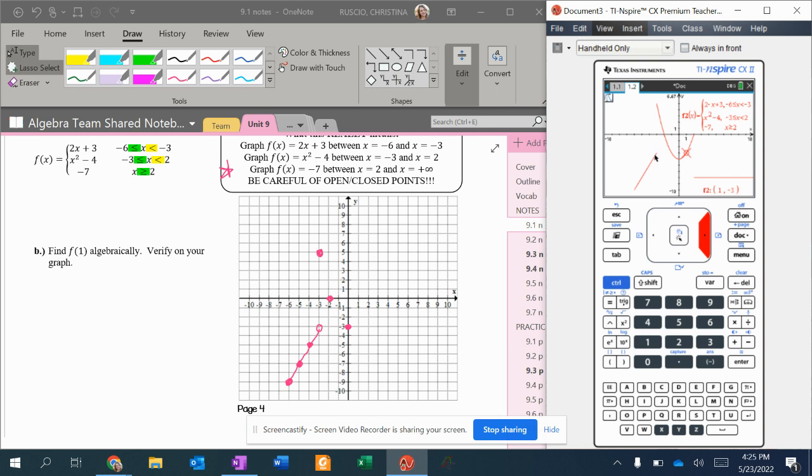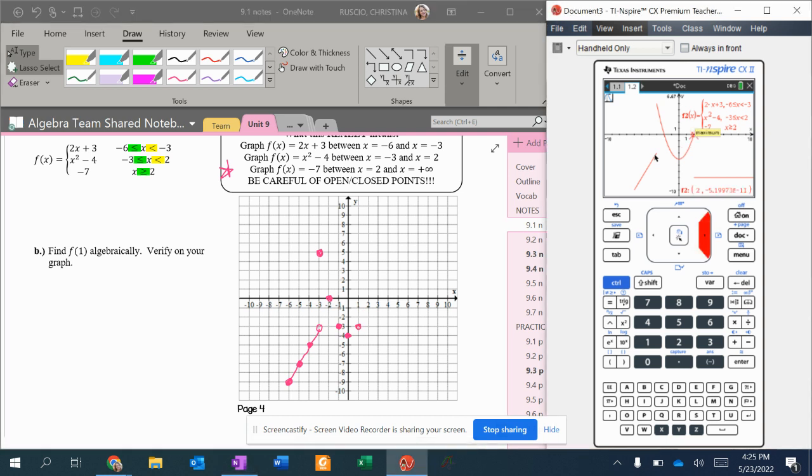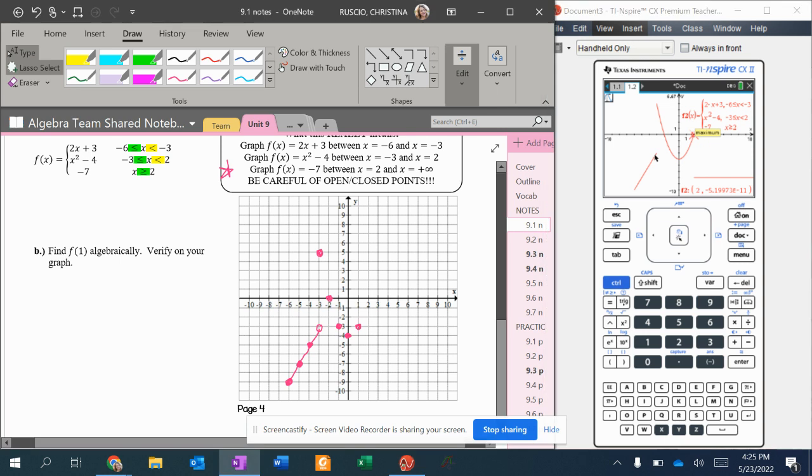Oops, I plotted this one wrong. -1, -3. Sorry, that was off a little bit. Good catch if you got that. 0, -4, 1, -3. And then, ooh, this is interesting that it's actually selecting this. And it looks weird, right? 2, -5, point, blah, blah, blah. But we know better. That's supposed to be this point here, but it's an open point because look at x is less than 2. So at that point, it has to be open.